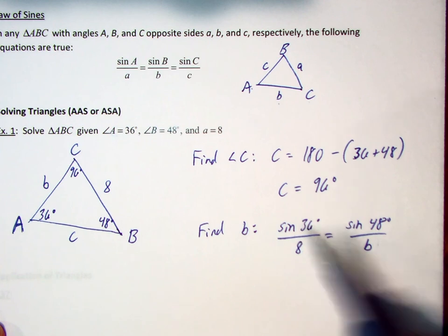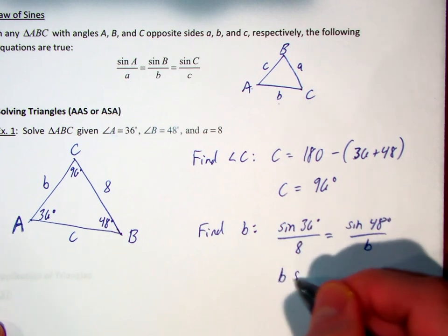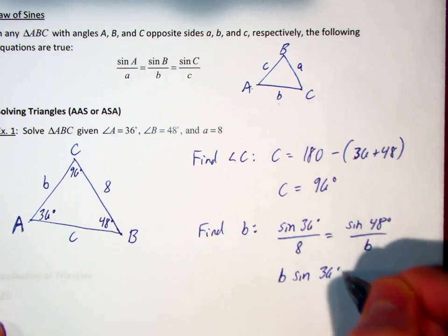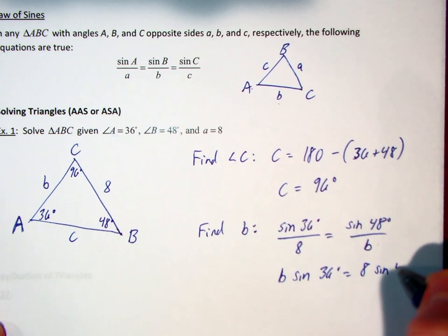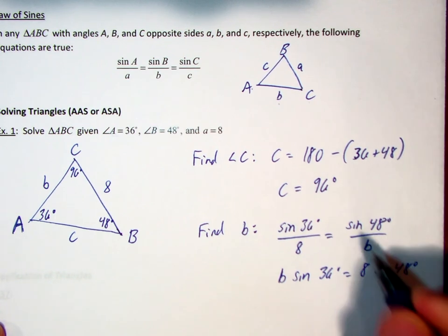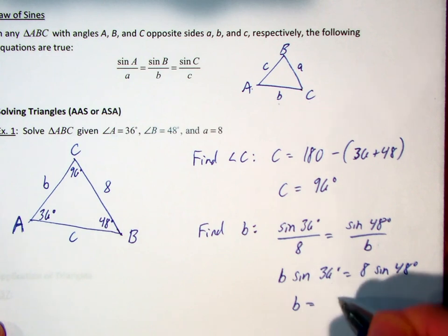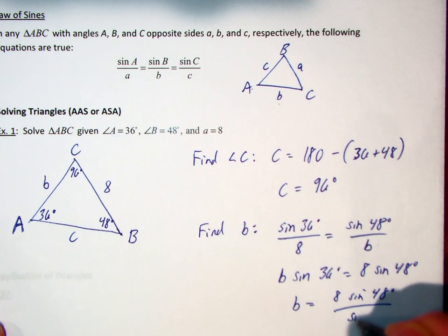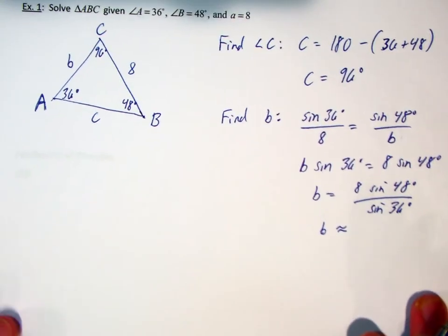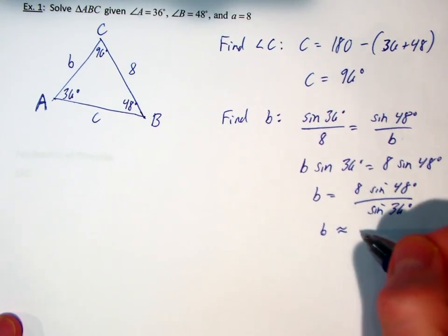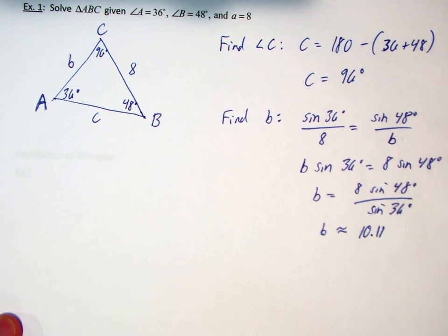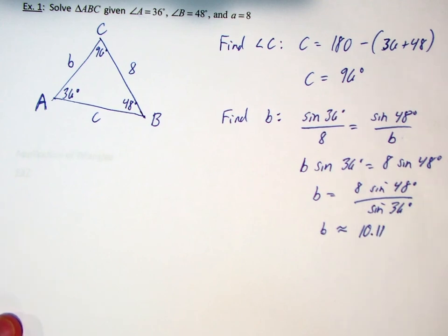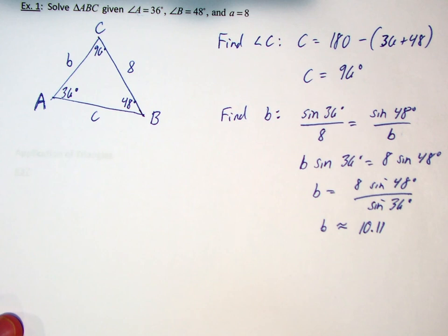Okay, we can cross multiply and say B times the sine of 36 degrees equals 8 times the sine of 48 degrees, and then divide by sine of 36. So B is 8 times the sine of 48 degrees divided by the sine of 36 degrees. All right? So get out your calculator, type that all in, make sure you're in degree mode, of course, and you get B is about 10.11. Okay? And 2 decimal places is good enough for these. We're not that precise. B is about 10.11.